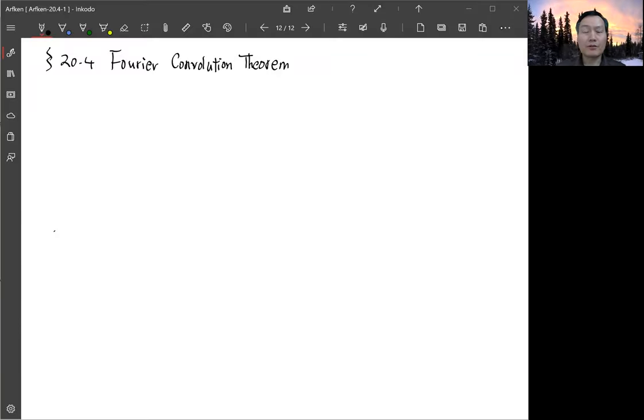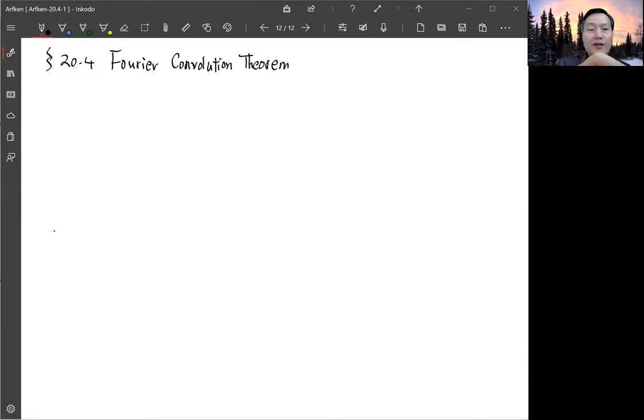Okay, we start section 20.4, Fourier Convolution Theorem. And we'll write down the definition of a convolution between two functions directly. But later on, you will see that the motivation for defining a convolution mainly is to take a Fourier transform of a product between two functions, which is very common when you do Fourier transform. You very often take Fourier transform of a product of two functions, and then you end up getting a convolution. So we write down the convolution.